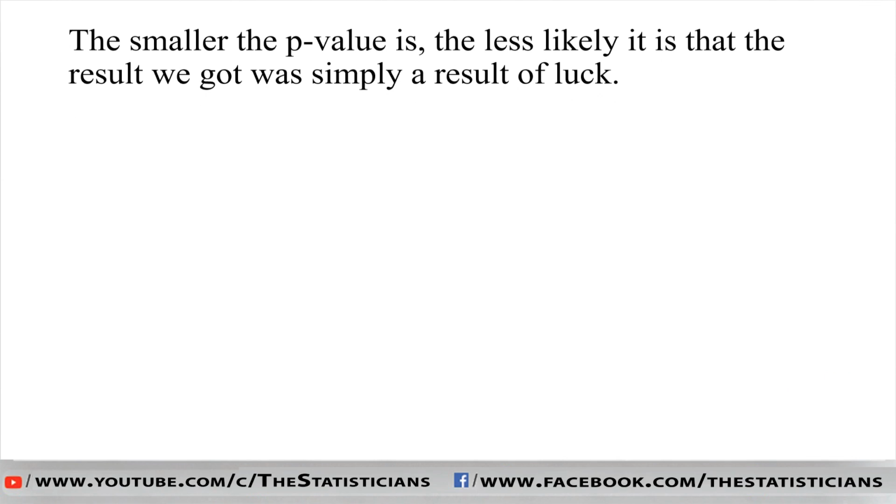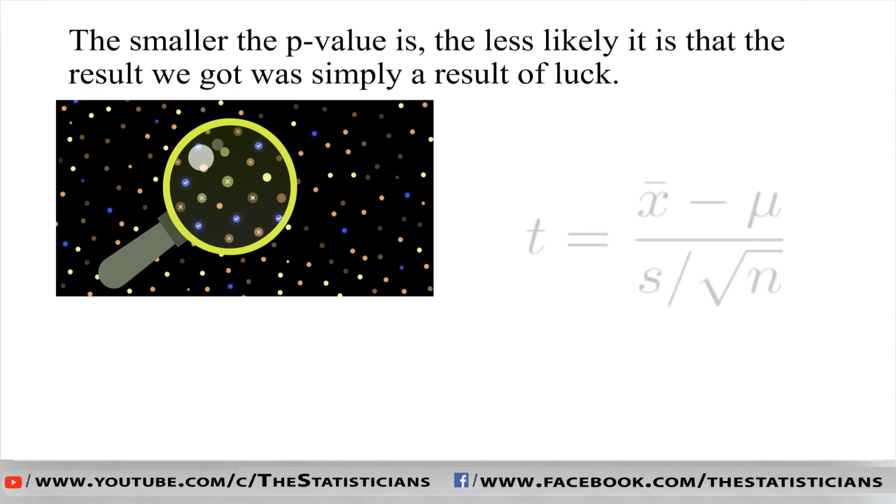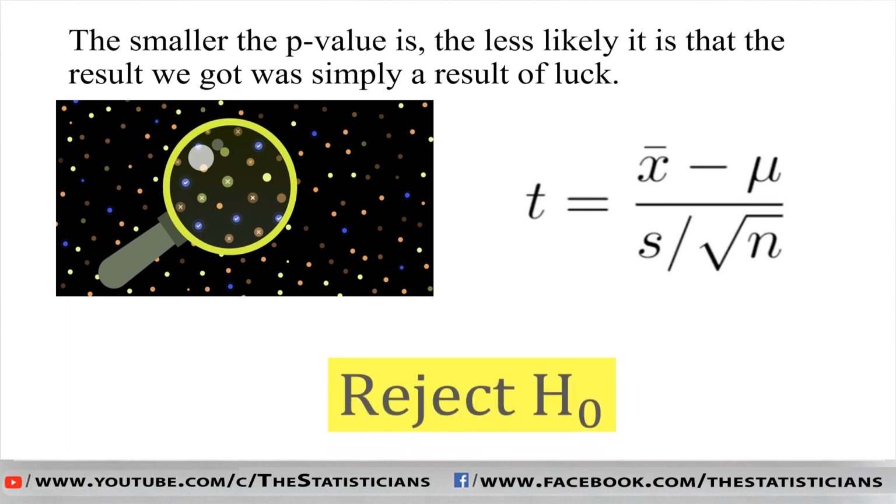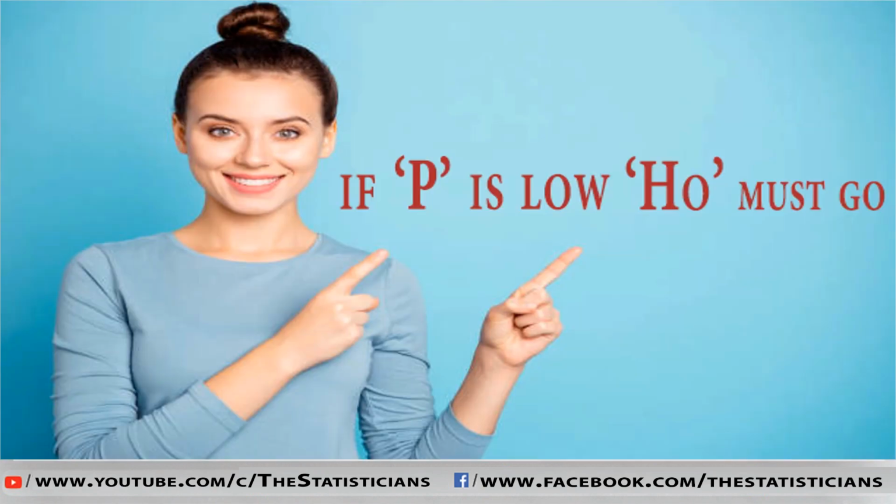The smaller the p-value is, the less likely it is that the result we got was simply a result of luck. If the p-value had turned out to be very small, we then would say that the result was significantly different from 245. In general, we start by saying that the null hypothesis is true. We take a sample and get a statistic. We work out how likely it is to get a statistic like this if the null hypothesis is true; this is the p-value. If the p-value is very small, then our original idea must have been wrong, so we reject the null hypothesis. It is a very simple rule: if p is low, null must go.